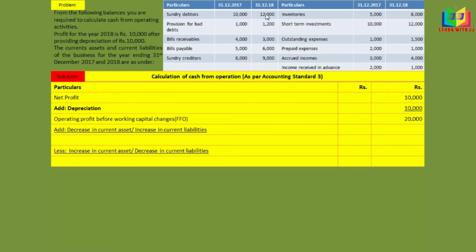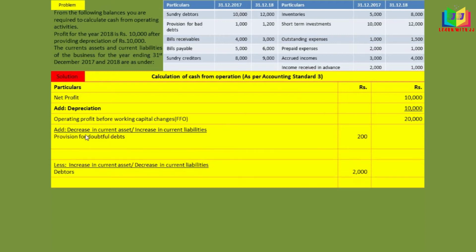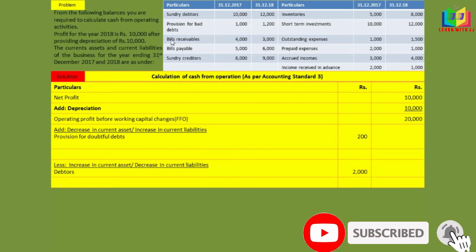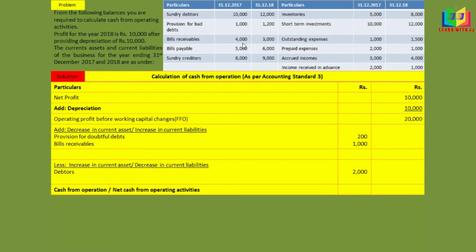So here the debtors increase, and debtors is a current asset, and current asset increase means we have to subtract. So we'll write it here. Debtors 2,000. 2,000 is the difference, increase I have written here. Next, provision for bad debts is a liability and this liability increases, so we have to add it. Provision for doubtful debts 200. And now bills receivable, it is 4,000 and 3,000. So bills receivable is a current asset and it decreases, so we have to add it. 1,000, the difference of this.